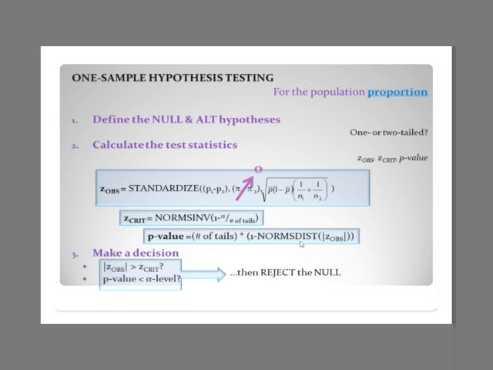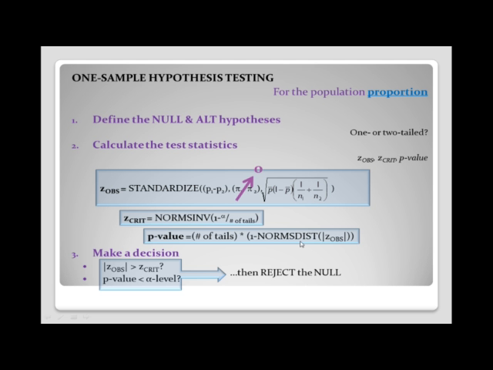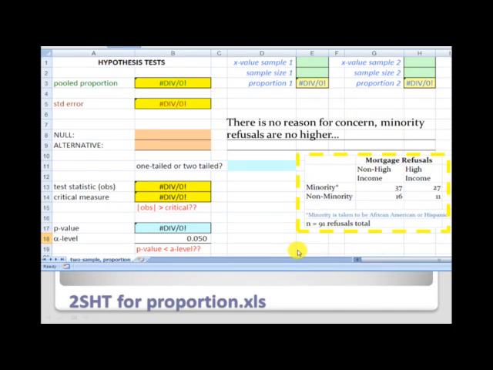And now we're ready for step 3, where step 3 is the same as it has always been. If the absolute value of Z observed is bigger than critical, then we would reject the null. If p-value is less than alpha, then we would reject the null. So let's go back to our data.